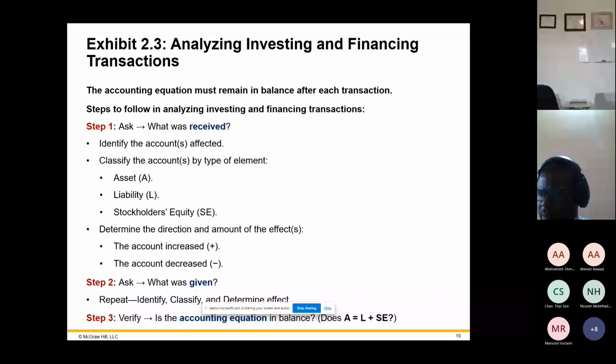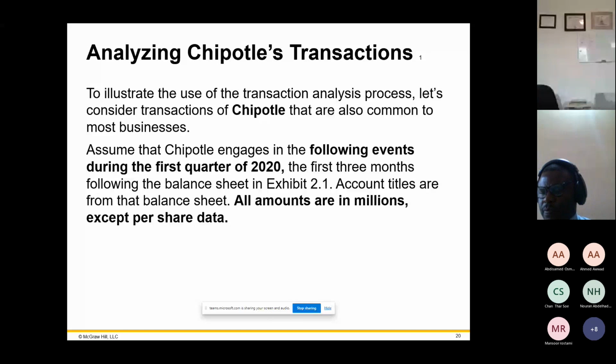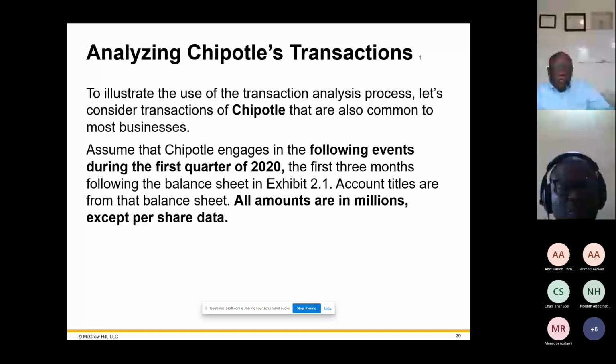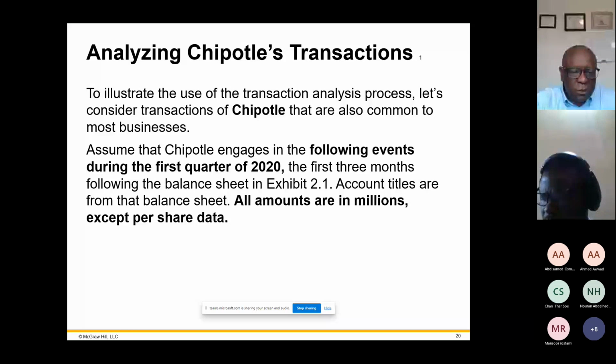Okay, let me just go. All right, analyzing this company's transactions. To illustrate the use of the transaction analysis process, let's consider transactions of this company that are also common to most businesses. Assume that Chipotle engages in the following events during the first quarter of 2020, the first 3 months, following the balance sheet in Exhibit 2.1. Account titles are from the balance sheet. All amounts are in millions except per share data. So this is one of those examples we're just trying to illustrate.